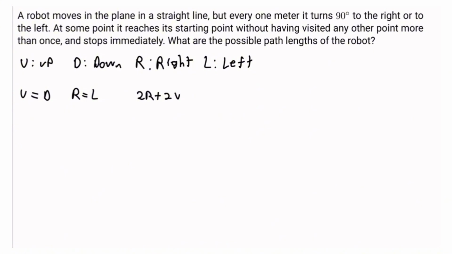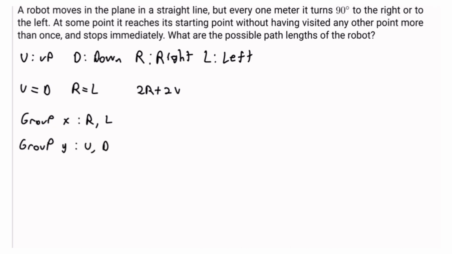Now let's say there's a group X, which refers to right and left, and also a group Y, which refers to up and down. Now consider the first move is from the group X. The robot makes the first move from the group X. The continuing move will be Y because it will be turning 90 degrees. The next move will be X again and then Y, and so on. But since the length is even, we know that it's going to end with Y. This shows that the total X's equal the total Y's.